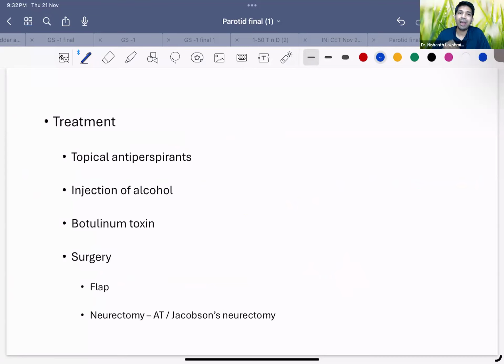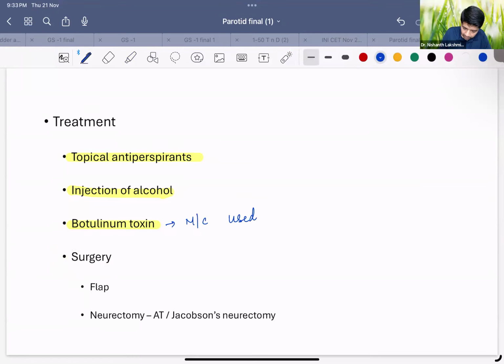Now, treatment. Once you have had Frey syndrome, let us say 4 to 6 months, the patient has come back. First, try topical antiperspirants, but most of the patients felt that it didn't help them a lot. Injection of alcohol, okay, basically a sort of neurolysis. You put some alcohol there and try to kill off the nerve transmission. Injection of botulinum toxin. This is what is most commonly used. Now we're talking about treatment. We're not talking about prevention. It's already happened. Last option is surgery.